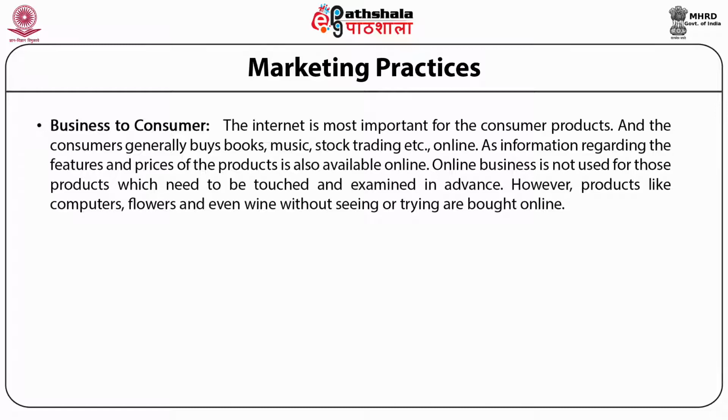Business to consumer. The internet is most important for consumer products, and consumers generally buy books, music, stock trading, etc. online, as information regarding the features and prices of the products is also available online. Online business is not used for those products which need to be touched and examined in advance. However, products like computers, flowers, and even wine are bought online without seeing or trying.